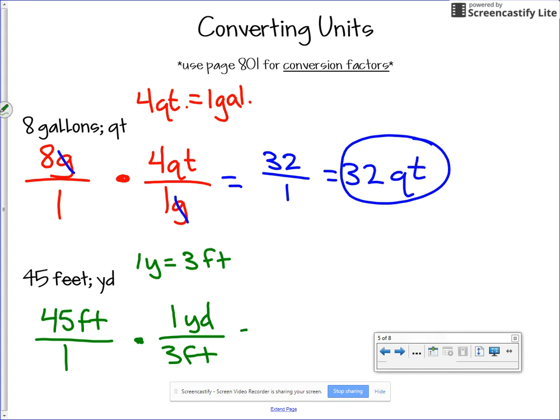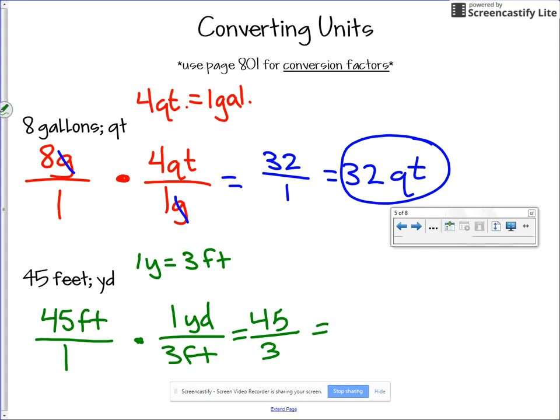So when we have 45 thirds, we divide that. I know that 45 divided by 3 is 15. Let's check back to see what units we have. We wanted it to be in yards. Hopefully it is. Feet up on top, feet down on the bottom. Yes, it is. So it would be 15 yards as our answer.